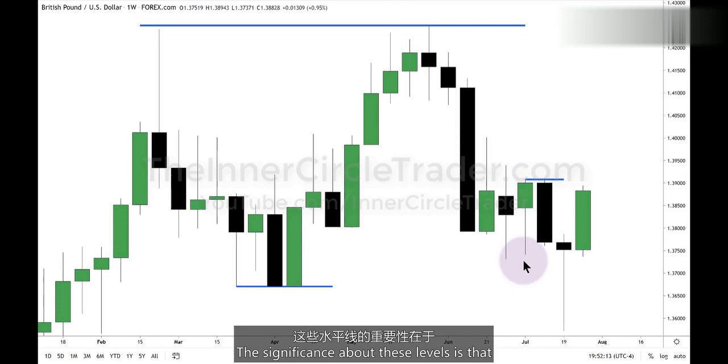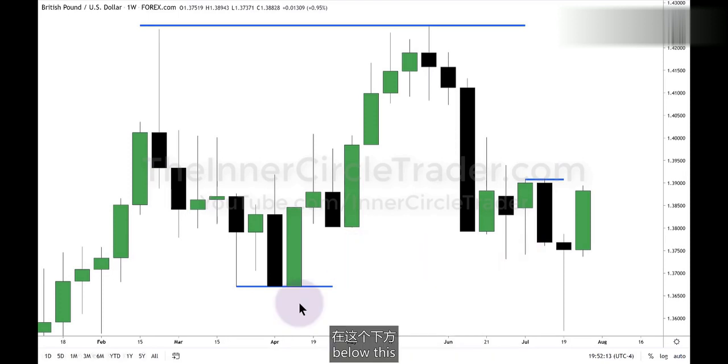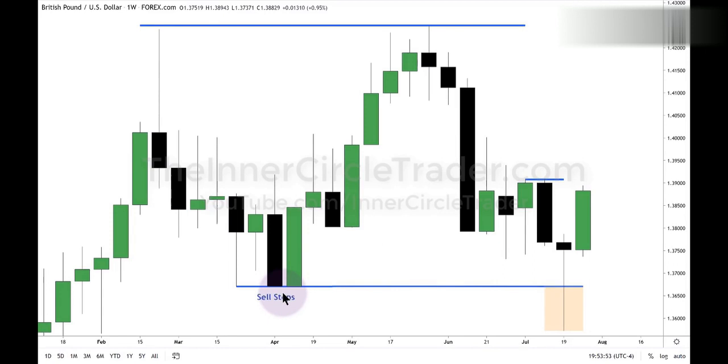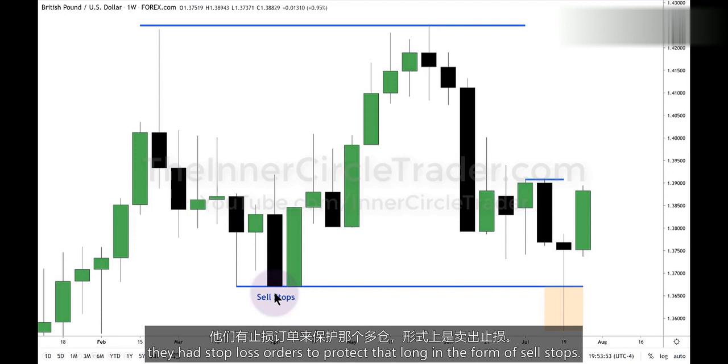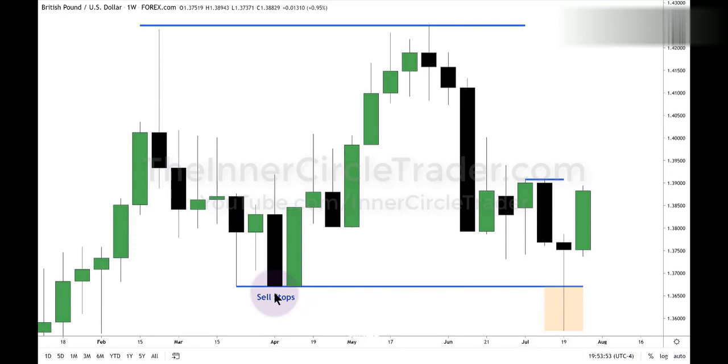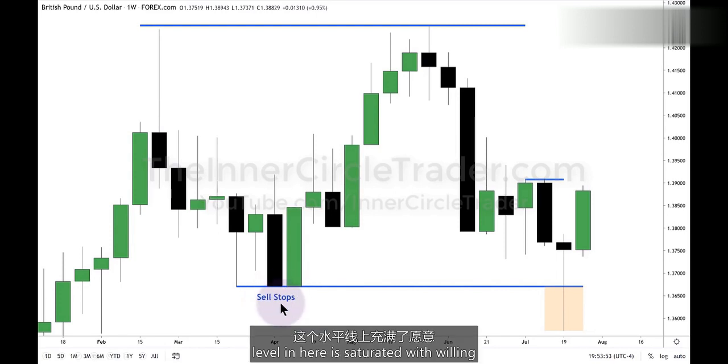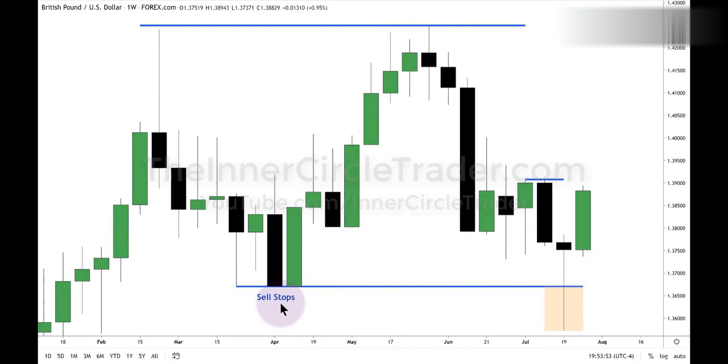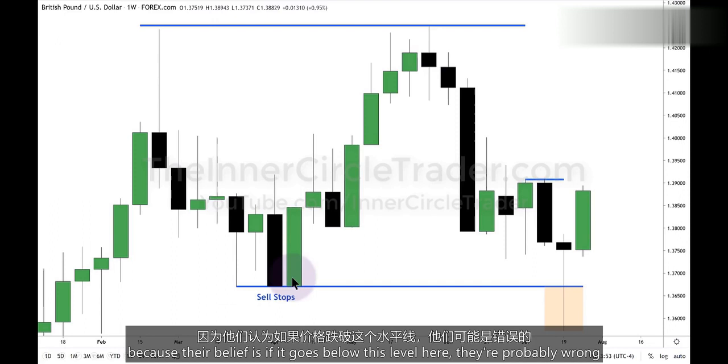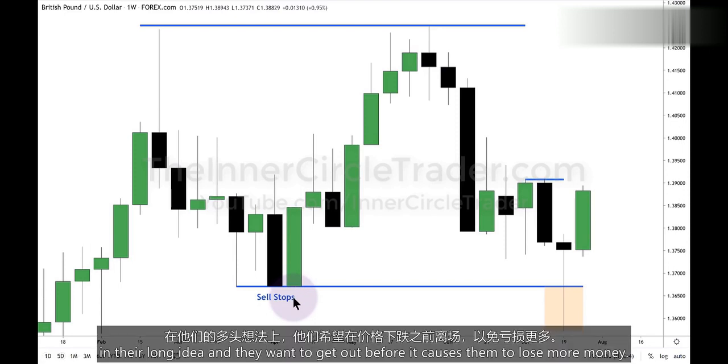The significance about these levels is that below this level here is sell stops. Traders that went long here, they had stop loss orders to protect that long in the form of sell stops. So this level in here is saturated with willing participants that want to sell at the market, because their belief is if it goes below this level here, they're probably wrong in their long idea and they want to get out before it causes them to lose more money.